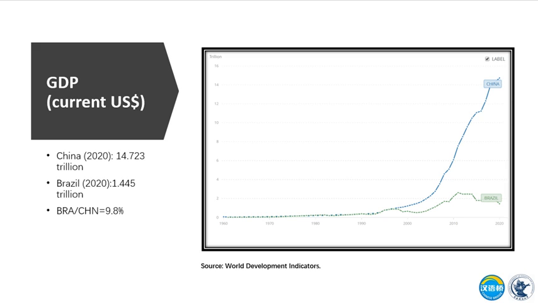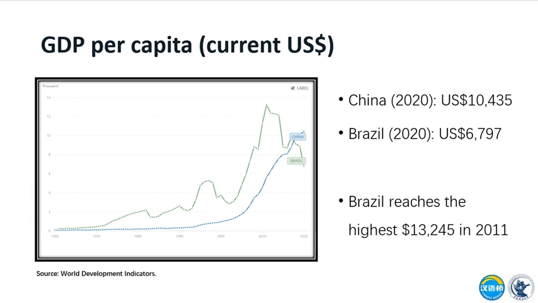So let's look at another figure, the GDP per capita measured in current US dollars. You can see that because China has a large population, when you divide the GDP by the total population, the number will be very low. During the last 60 years, the GDP per capita of Brazil was always higher than China's in the 50 years before 2008.